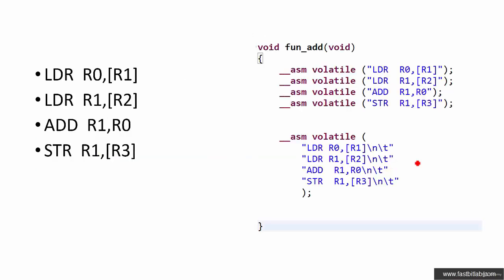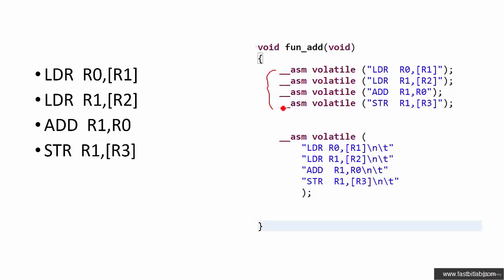Let's see one more example. Let's say here I have a couple of instructions. This is a load instruction, this is the add instruction, and this is a store instruction. Basically, this is a memory read instruction, and this is a modify instruction where we add two numbers, and after that this is a store instruction: read, modify, store. If you want to include these instructions in a C function, then you have to write like this using inline assembly syntax of the GCC compiler.